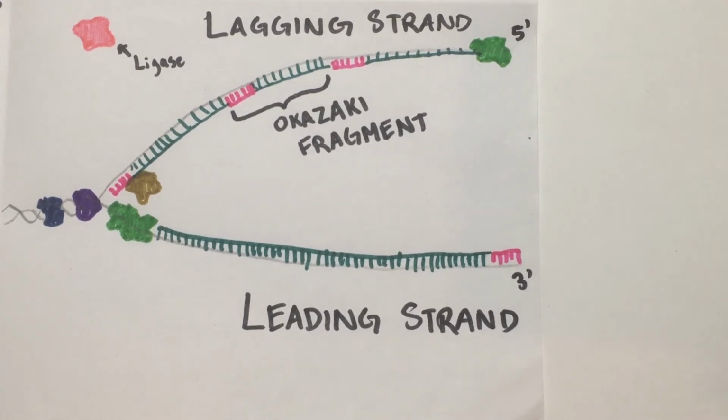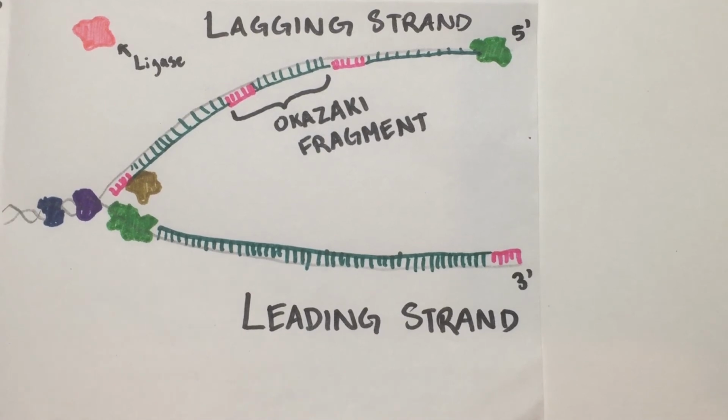On the lagging strand, DNA is synthesized in short pieces called Okazaki fragments. The lagging strand also has multiple primers instead of just one, since DNA polymerase III has to restart to synthesize the more recently opened part of the template DNA.